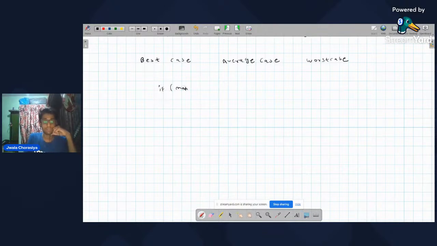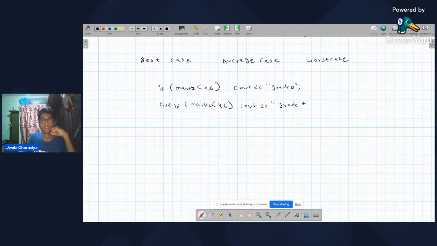Let's say if marks is less than 25, I will print out grade D. Else if marks is less than 45, I will print out grade C. Else if marks is less than 65, I will print out grade B. Else, print out grade A.